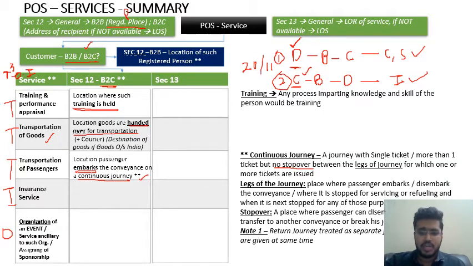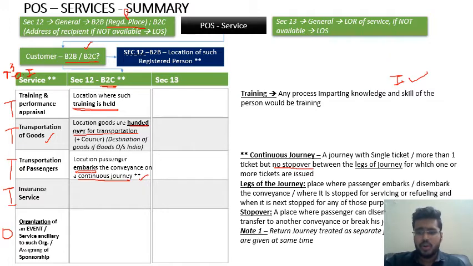So this is the place of supply for transportation of passengers. As you can see, guys, all of them follow the same general rule for B2B, and for B2C it varies.